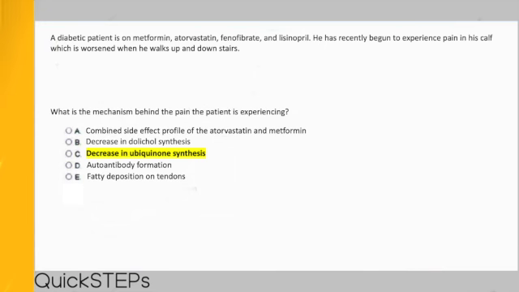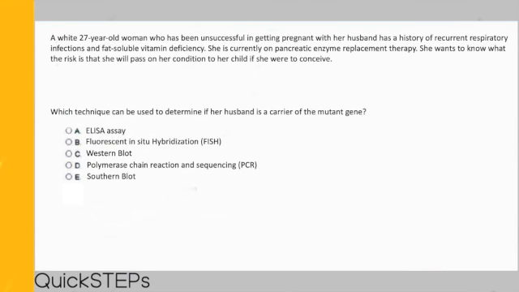So we're on question 8. We have 2 more to go after this. You're doing a great job. Let's keep up the good work.